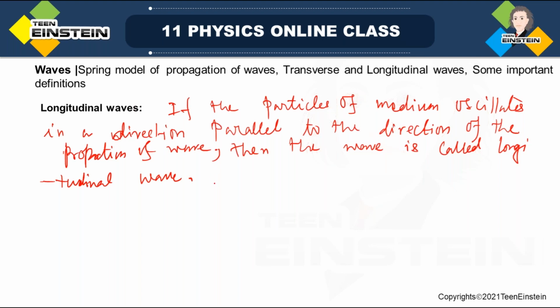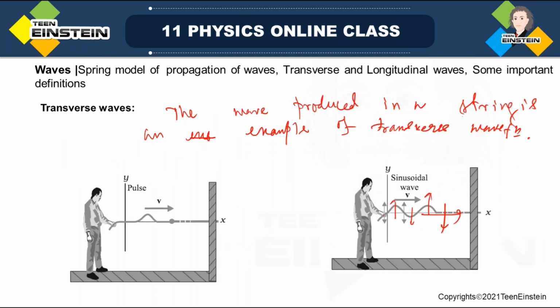That means, if the material particle moves in this way, and the wave propagation also happens in this way, then the waves will be called longitudinal waves. Let us see the demonstration in this case also.